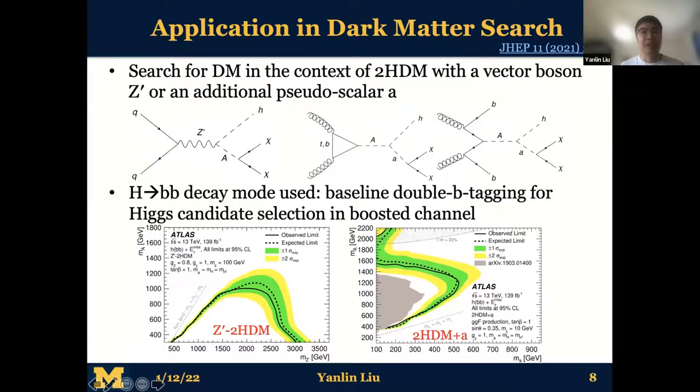Okay, now I want to talk about the application of this tagger in the di-Higgs search first. So yeah, here this search is performed in the context of a 2HDM model with a heavy boson Z prime as shown in this Feynman diagram, or an additional pseudoscalar as shown in these two Feynman diagrams. One is the gluon-gluon fusion production, and another is associated production with two b quarks. So the H to bb decay mode is used here, and therefore the baseline working point tagging has been adopted for the Higgs candidate selection in the boosted channel. So in the end, the limits have been set for the two scenarios in terms of this automatic search, as shown in these two plots on the bottom.